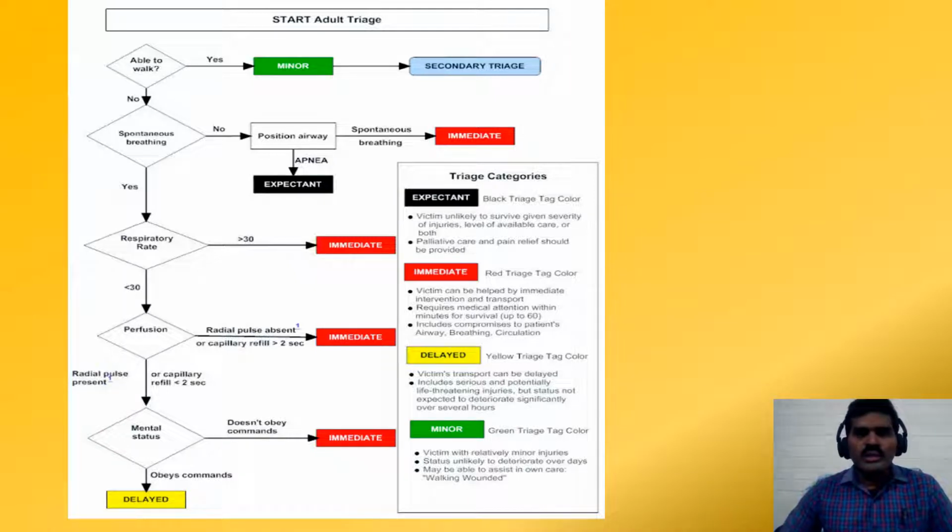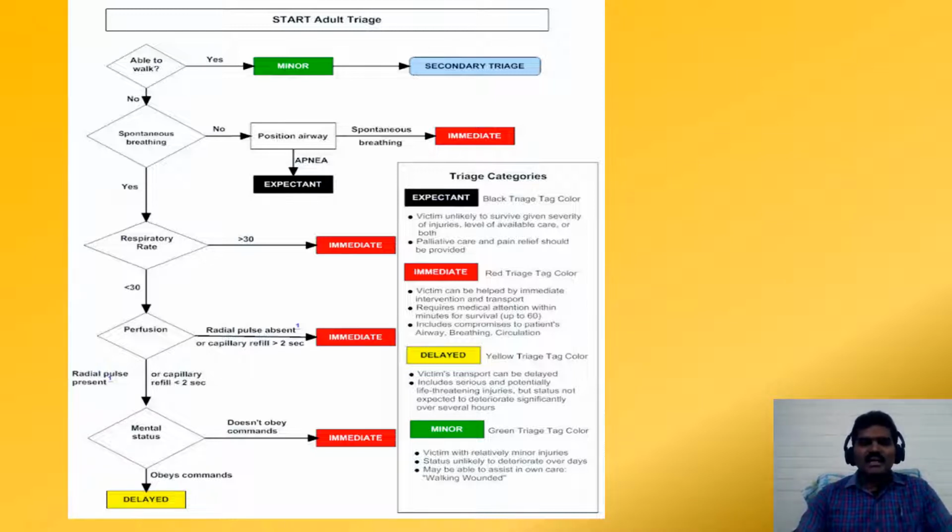First of all, you need to follow a stepwise pattern. Step 1: after the injury, is the patient able to walk or not? If the patient is able to walk after an accident, he falls into the minor category, who can wait for some period to be attended. So you put them into the minor category initially, and then you triage them secondarily. Once you have treated all the other categories of victims, then you attend to these patients and do a secondary triage.